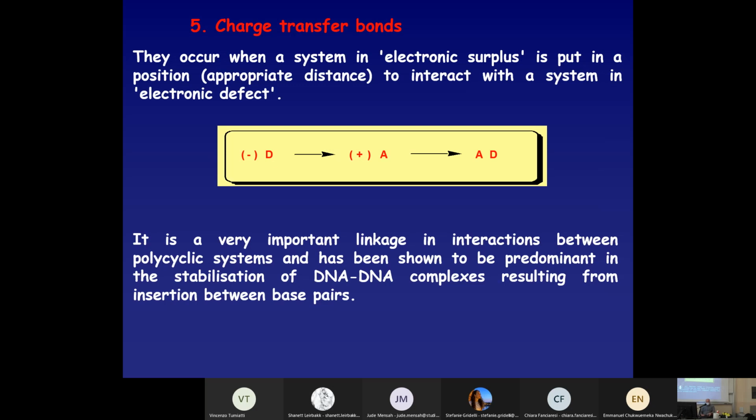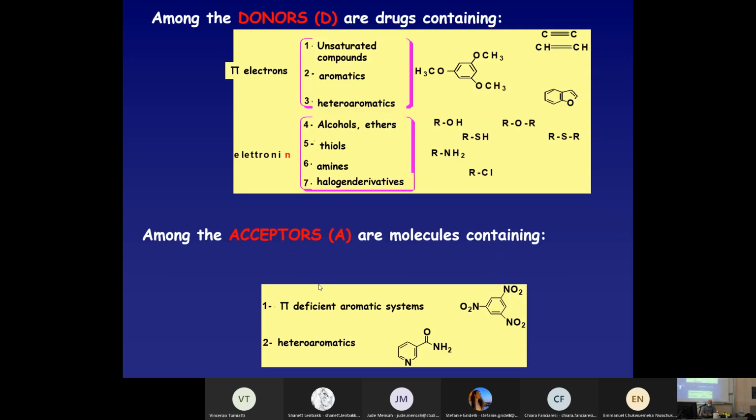Charge transfer bonds. This perhaps for you is new. When a drug is very close to the target, it's possible to have a migration of the electron cloud from the drug to the target, or vice versa. We have a transfer, a migration of electrons from a donor to an acceptor. Perhaps you can better understand this bond by seeing these examples.